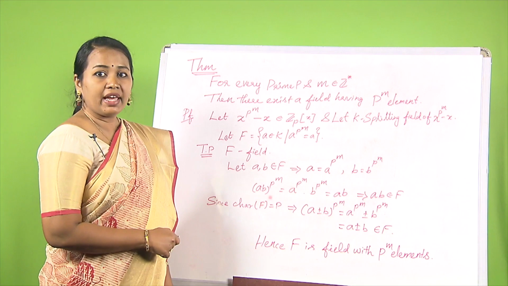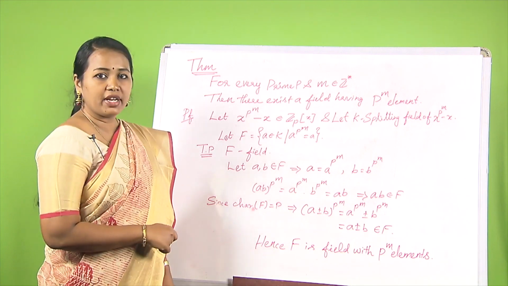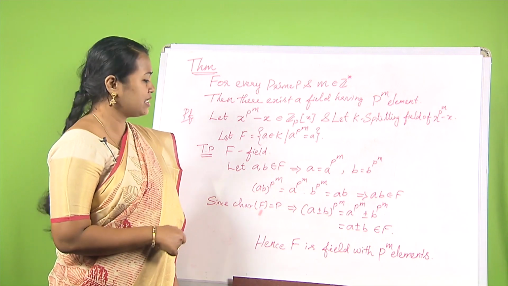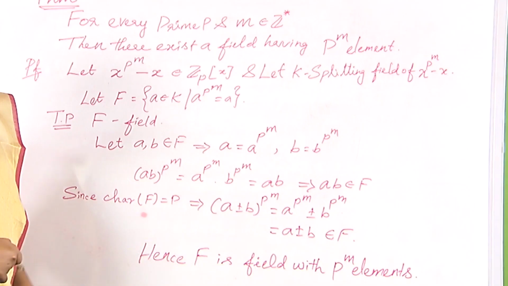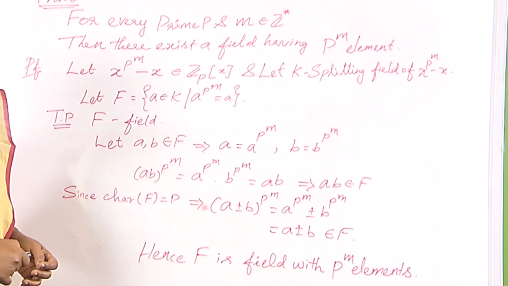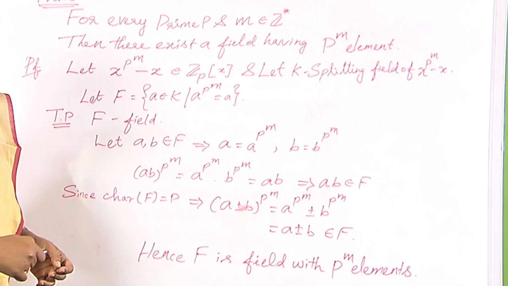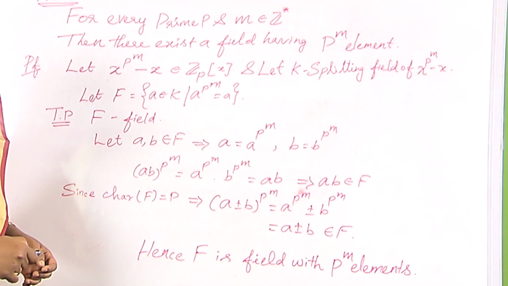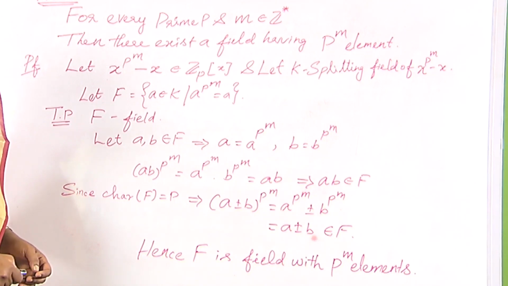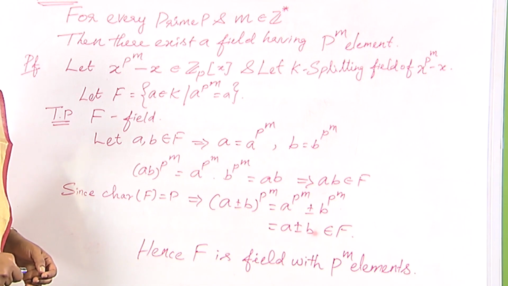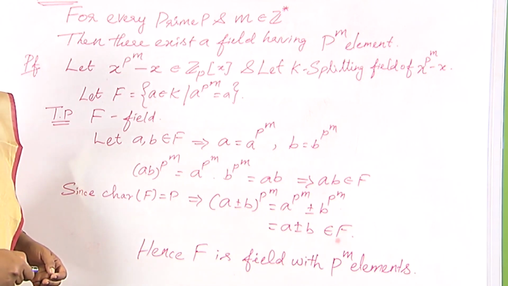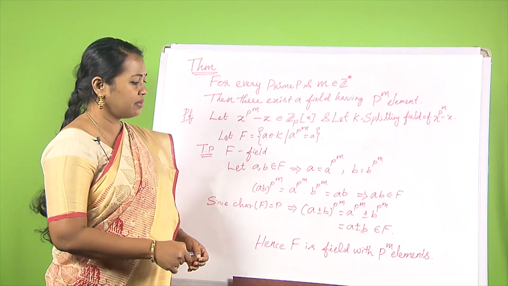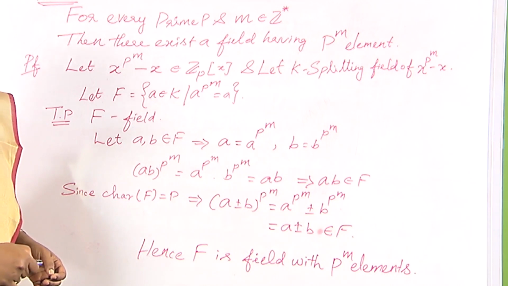Now, the characteristic of K is equal to P, since we already have seen a theorem saying that if there are P power M elements, the characteristic of that field is P. Therefore, now we have characteristic of K is equal to P, which implies A plus or minus B the whole power P power M. Now, from here, this is equal to A. Therefore, A power P power M will become A and B power P power M will become B. And therefore, we have proved that A plus or minus B will also be inside F. Therefore, we have proved the closure with respect to the second operation as well. So, both addition and subtraction, in both ways, the closure holds.